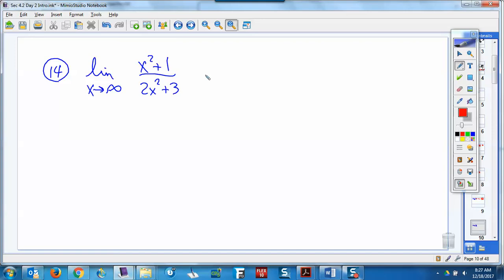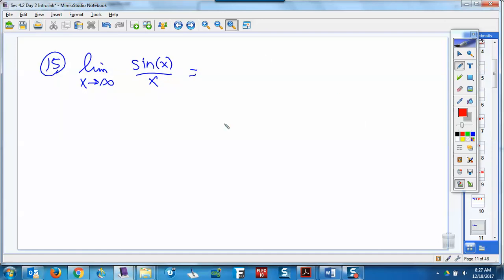What about this one? 1/2, right? Those don't matter. High powers dominate. X squared over 2x squared. The x squareds cancel. Make sure you put 1 up there so you don't say 2 for your answer. It'd be 1/2. Okay?